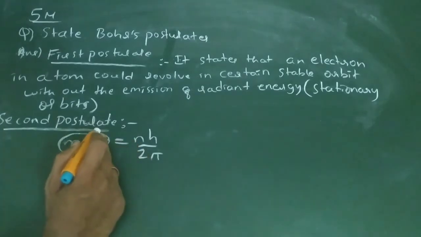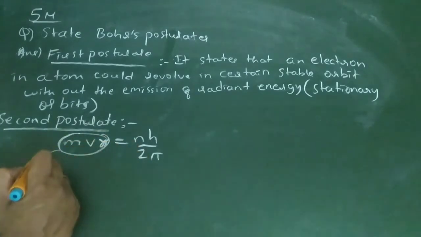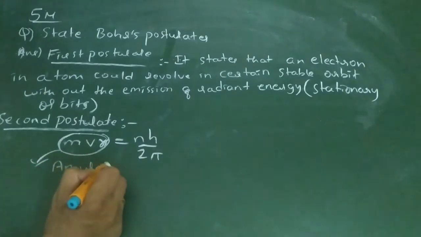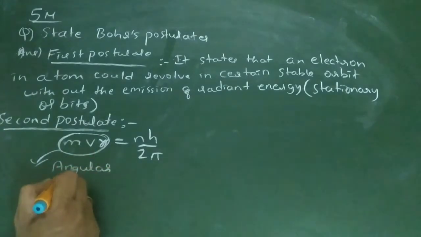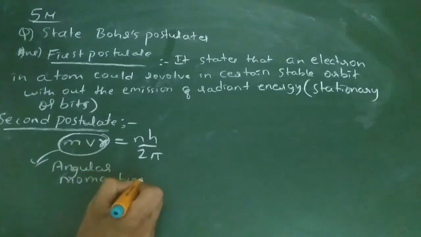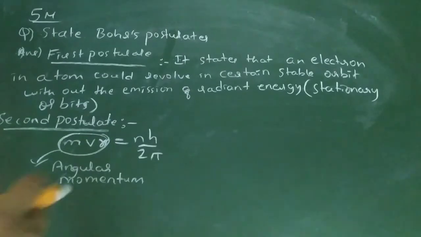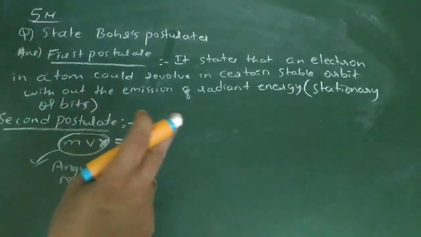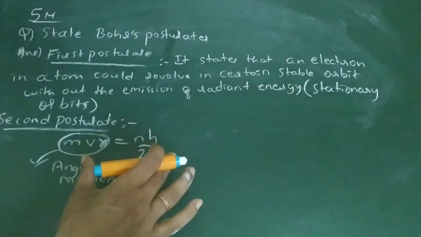I will make a statement, I am not writing. This we call the angular momentum of the electron, where m is the mass of the electron, v is the velocity of the electron, and r is the radius of the orbit in which the electron is revolving. See what it says: mvr is equal to nh by 2 pi. If you just remember, you can make a sentence. There is nothing to memorize here.